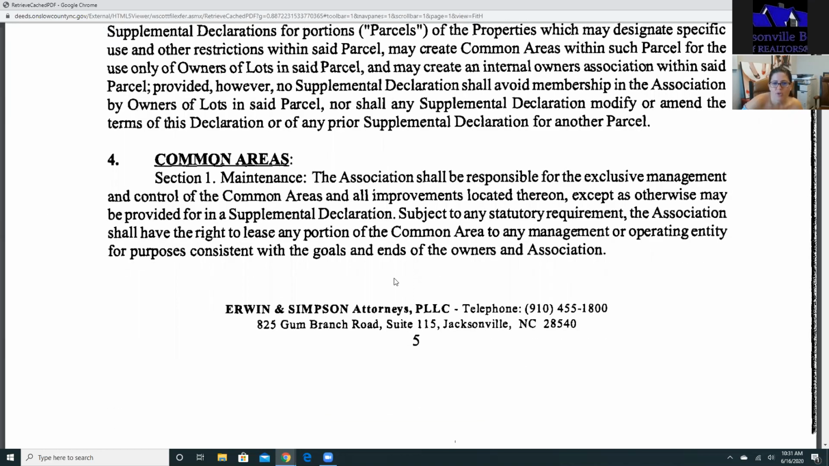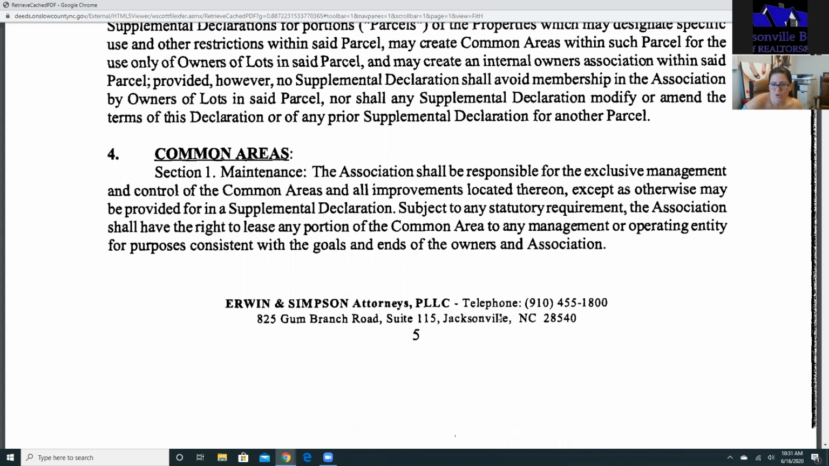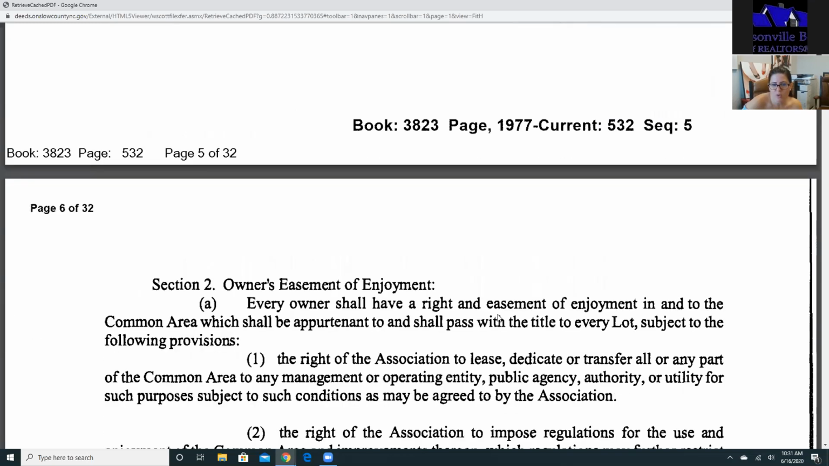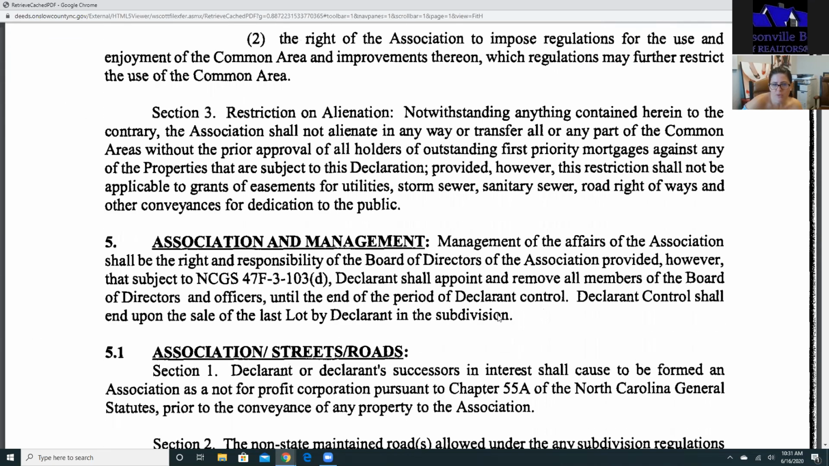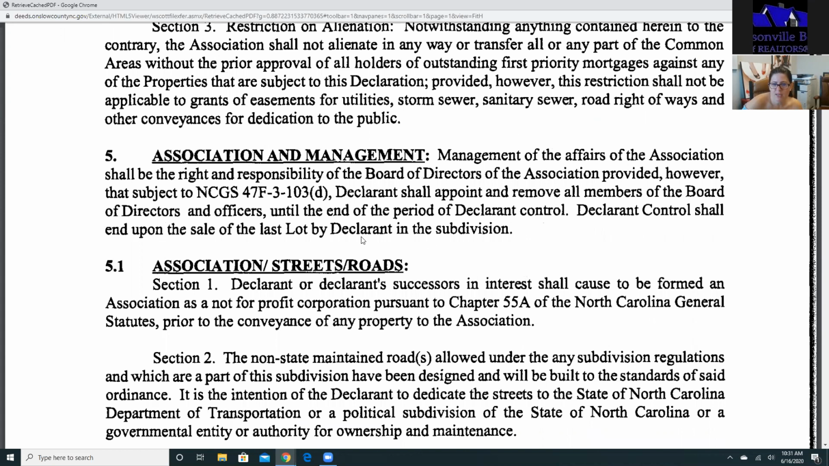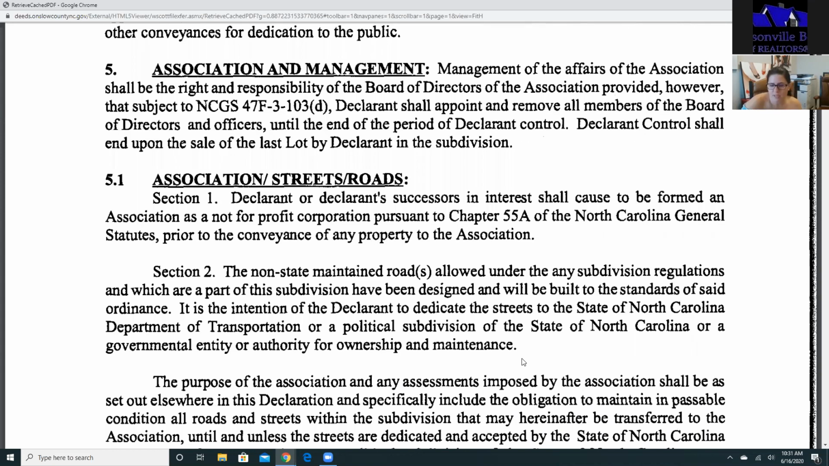When you do start seeing things like common area and maintenance, this is saying what the homeowners association is going to take care of. Okay, association and management, and it's going to start telling you streets and roads. We know that this is important. Who is maintaining the streets? All of that. If you work with a bunch of lenders who do not like private road maintenance or anything else, they're always going to ask you for a road maintenance certificate or recorded docs showing road maintenance. A lot of times you can find that right in here.